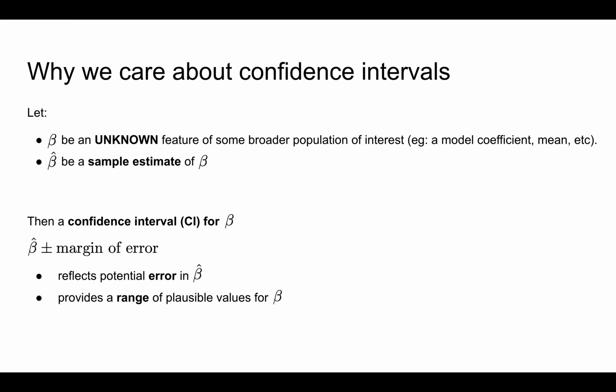When interpreting and reporting this estimate of beta, it's important to consider the potential error in our estimate. To this end, we can construct a confidence interval for beta. This reports our sample estimate beta hat plus or minus some margin of error. The resulting interval reflects the potential error in beta hat while providing a range of plausible values for the actual beta, as opposed to reporting just our one best guess, beta hat, which is almost surely wrong.